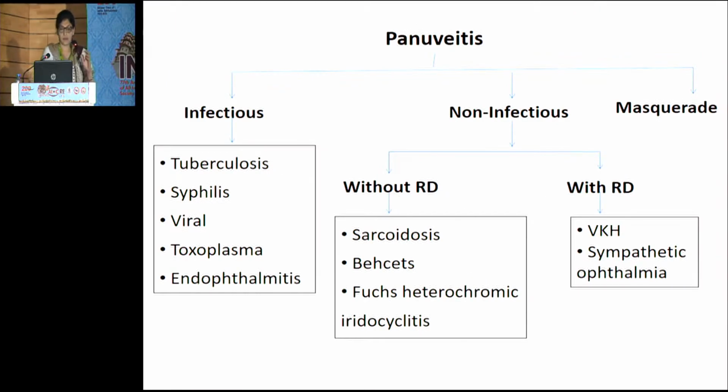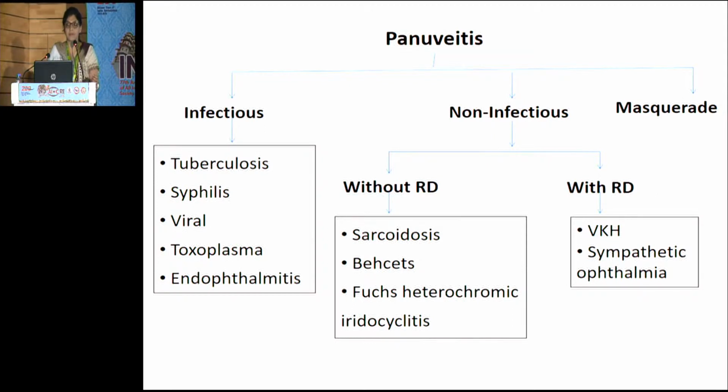So when we see a patient with pan-uveitis, there are many causes. Usually, we divide it into either infectious, which is quite common in our part of the world because TB is endemic, and then you have non-infectious. Again, this can be divided into with retinal detachments and without retinal detachments. Without retinal detachments, we need to keep in mind sarcoid, which we are seeing more often these days, Behçet's, and sometimes even Fuchs heterochromic iridocyclitis, if it's bilateral or unilateral, it can look like a pan-uveitis. And if it is with an RD, the high probabilities are that it could be VKH or sympathetic ophthalmia.